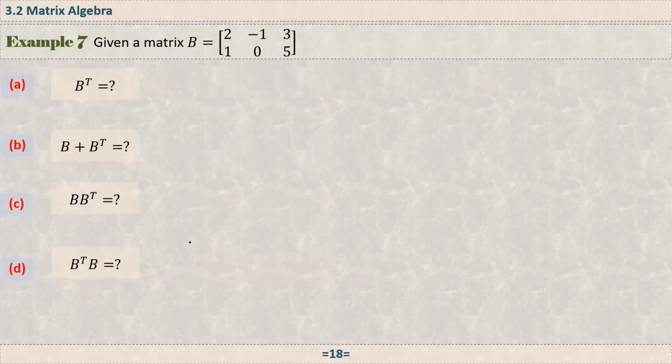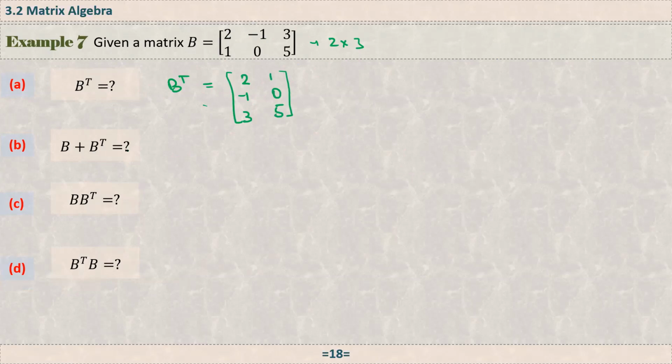Now here, we need to evaluate these things. Okay, we should do this manually. Let me use green. So B transpose: what is B here? B is a 2 by 3 matrix, right? That means B transpose will be 3 by 2. So I will have something like this, 3 rows, 1, 2, 3, and 2 columns. We know that the first row becomes the first column. So here we have 2, -1, and 3. And here we have 1, 0, and 5.